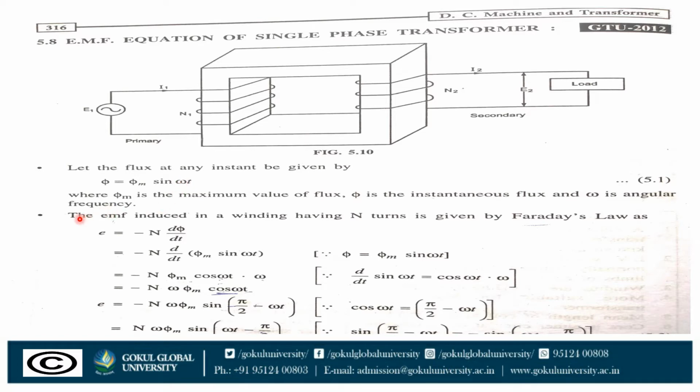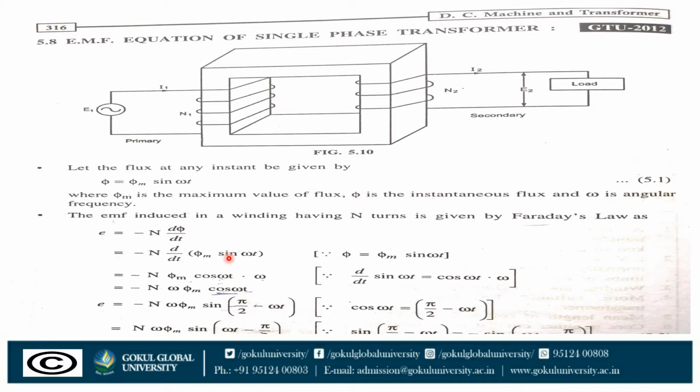Now, according to Faraday's second law, the EMF induced in a winding having n turns is given by E equals minus n into d phi by dt. This is Faraday's law equation, second law. Now here we put the value of phi, so d by dt of phi m sin omega t, equals minus n; phi m is constant, so we put it outside.